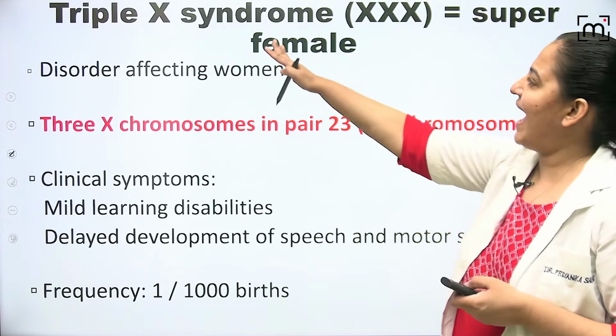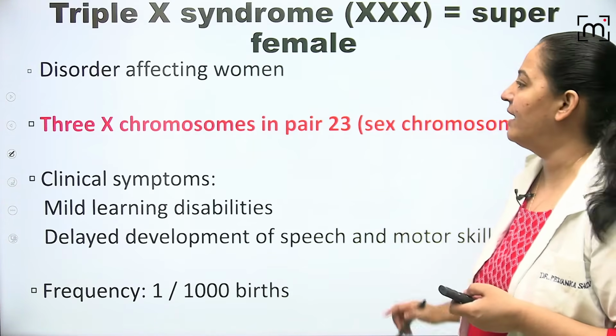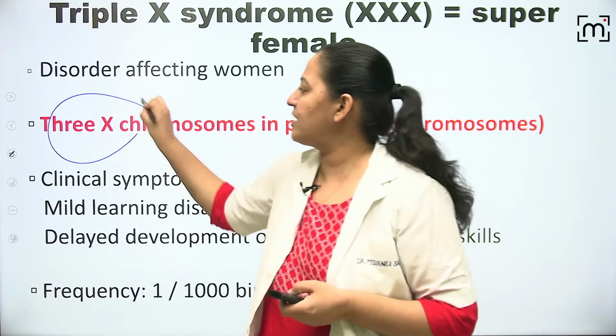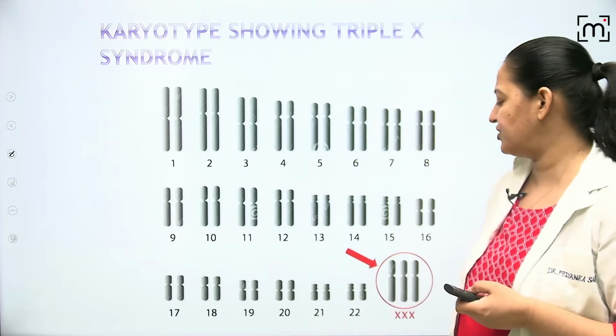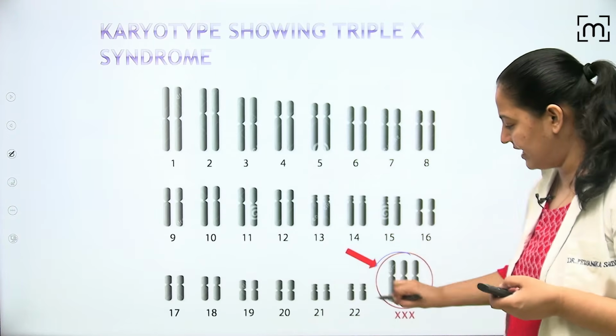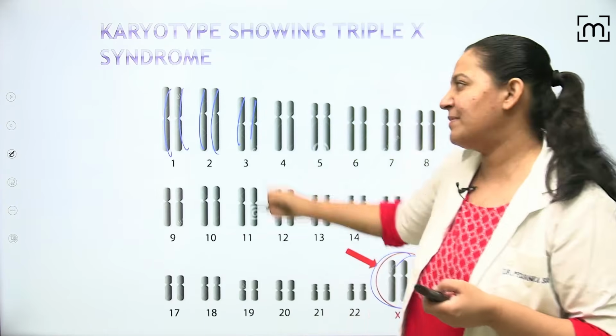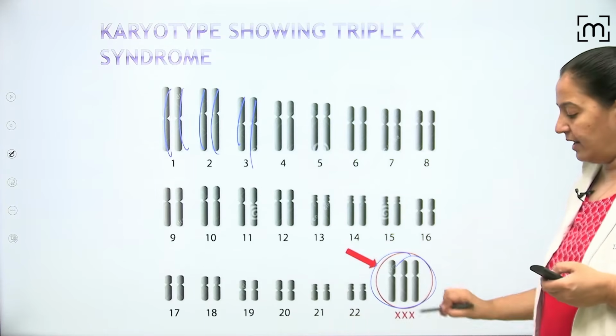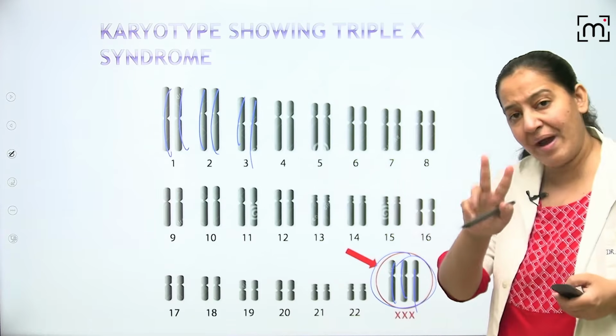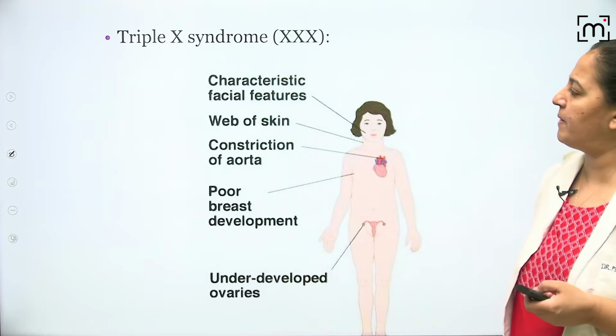Now coming to triple X or super female. Here 3 X chromosomes are present in a female, triple X. Can you see the karyotype of such a female? Here, see, all the chromosomes are double, 1, 2, 1, 2. They are present in pairs. But see the last one, it is triple X. Instead of 2 X, 3 X are present. It is known as super female.